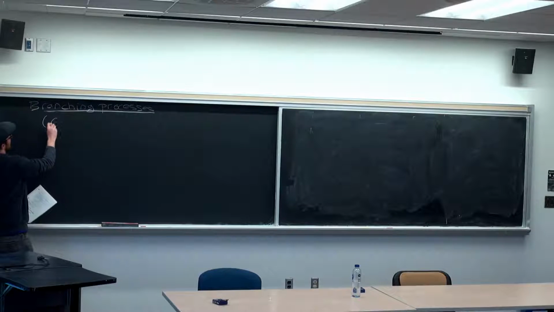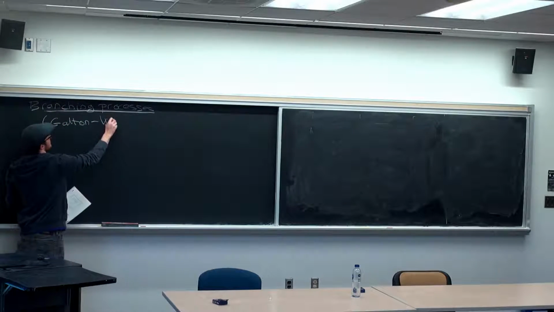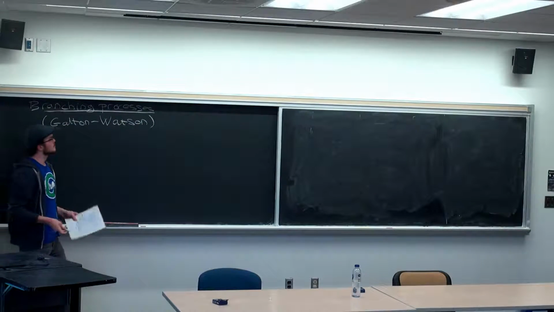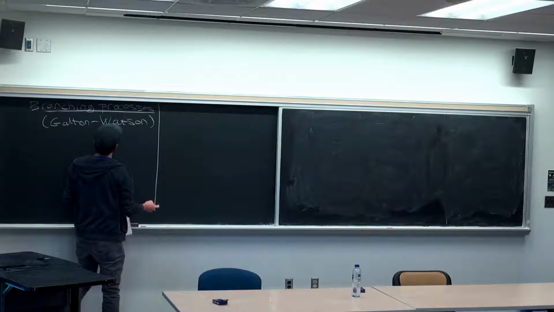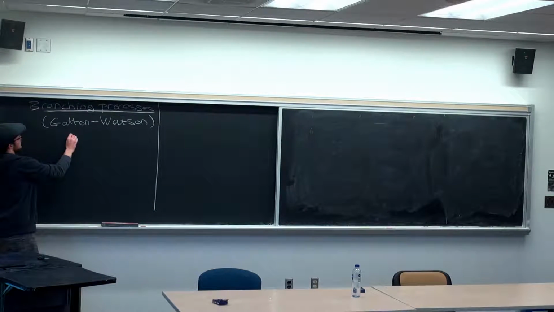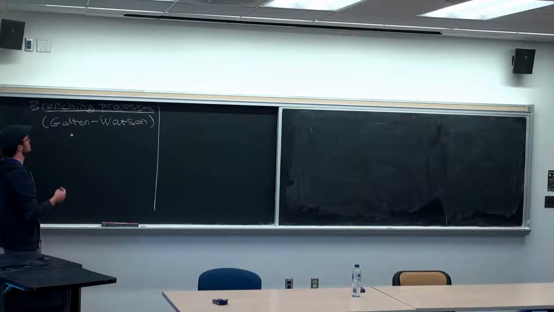So formally they're called Galton-Watson processes. But I'm going to say branching. That's what I call it. So the concept is pretty simple. We start with one individual. So this is like population dynamics, modeling how many individuals are in a population.